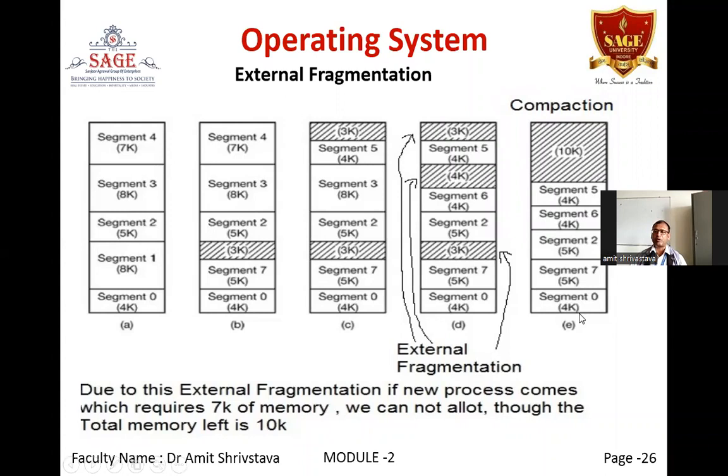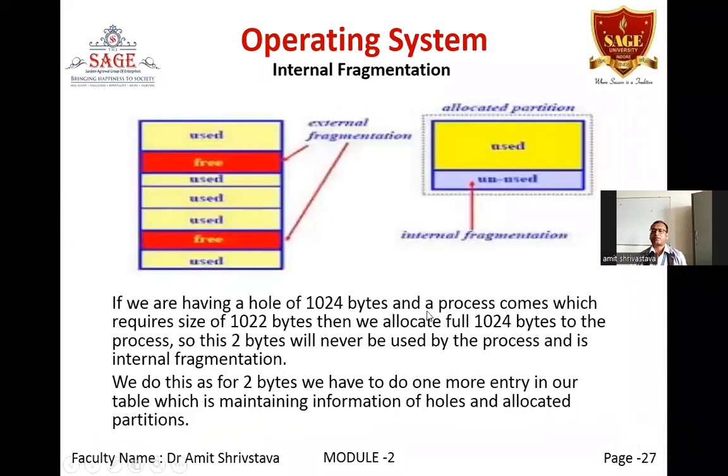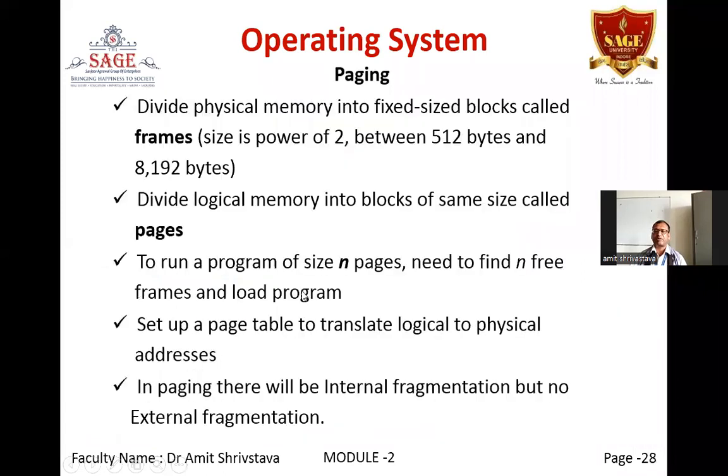So this 1 byte, which is available in the process, will never be utilized by that process. This becomes the internal fragmentation for that process, because we are allotting a larger size of memory to the process, which will never be utilized by it. Okay, this concept I have already explained about internal fragmentation.